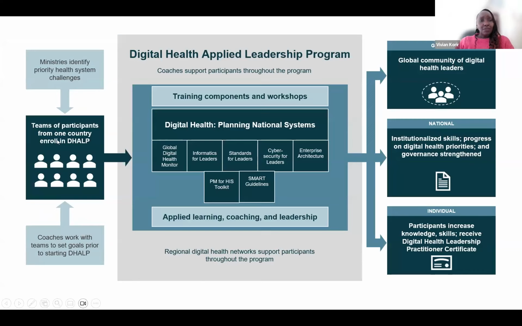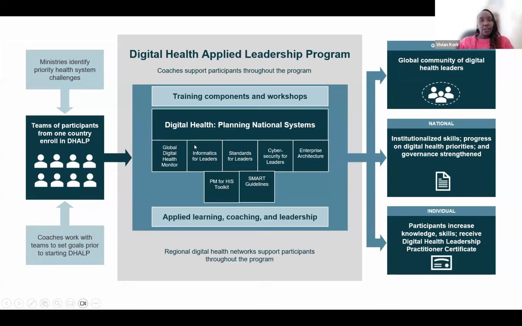On the far left, prior to the start of the program, we have a team of 14 to 20 participants from one country who enroll in the program. We call it a cohort. And then the Ministries of Health identify priority challenges or priority areas where the team will develop the applied learning projects. We also have leadership coaches who work with each participant to set their leadership goals prior to the start. Then the cohort joins the program where they go through the training program.